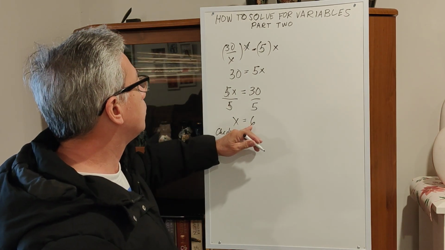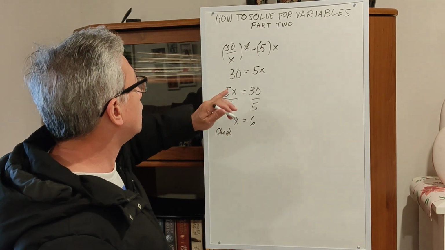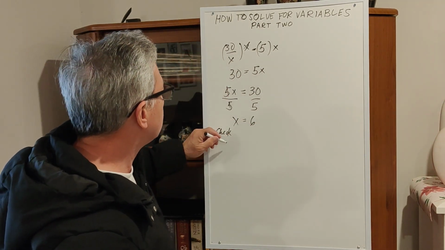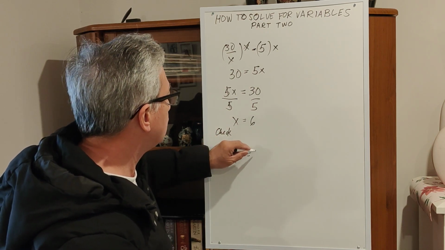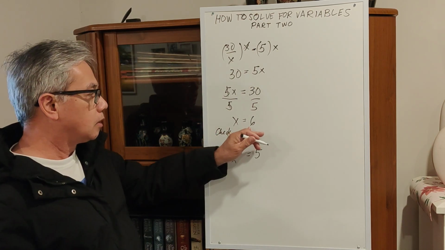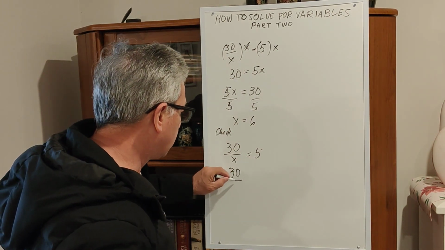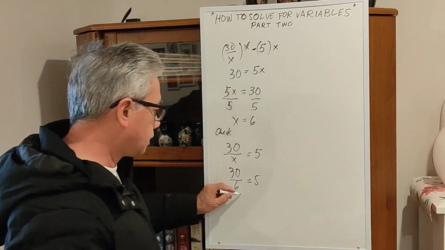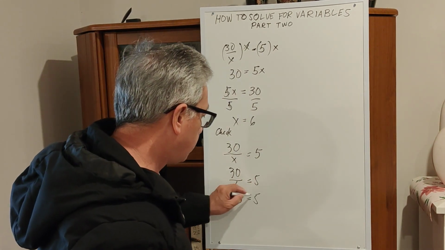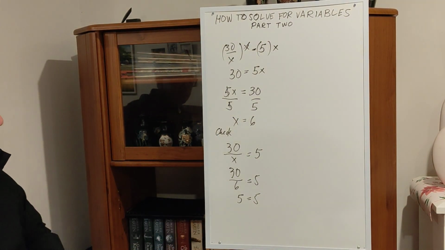So we substitute 6 on x. This is the original equation. So we substitute 6 on x. So this becomes 30 divided by 6 is equal to 5. 30 divided by 6 is 5. 5 is equal to 5. So our answer is correct.